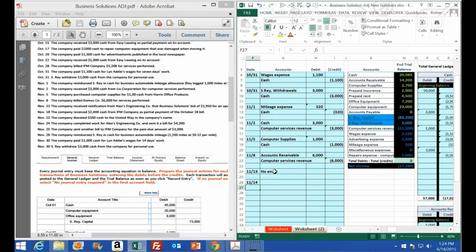So we're going to move to the 18th. And then the company received $2,000 cash from IFM Company as partial payment for the bill we sent out.